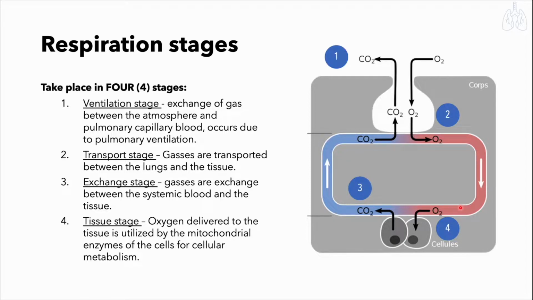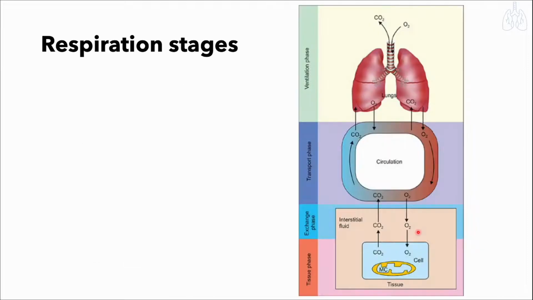Okay, so this process occurs in the systemic blood and the tissue. The last stage is the tissue stage, where the tissue, once it has received the oxygen, the mitochondria are going to take the oxygen and undergo the oxidative process, providing the energy, and entering the Krebs cycle to produce energy, the fuels for the cells to carry out their metabolic processes. So that is the respiration stages.